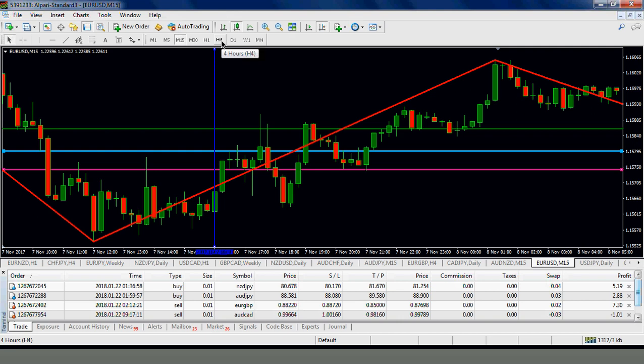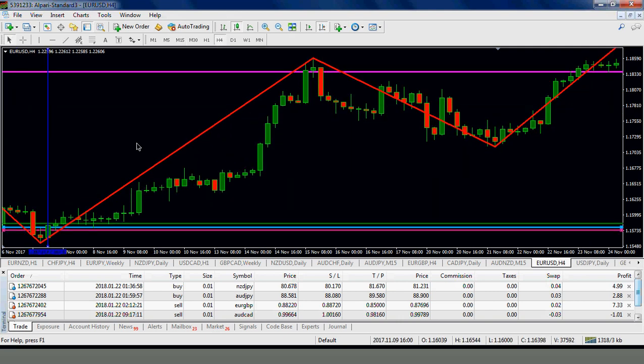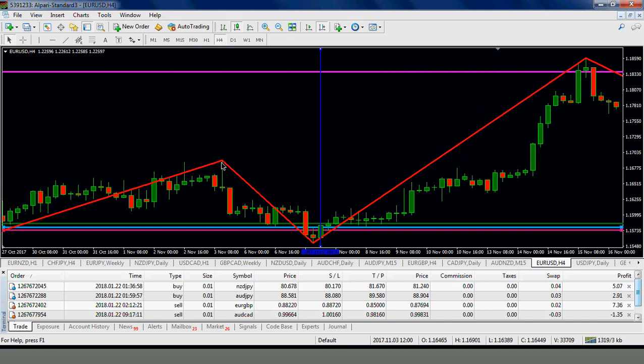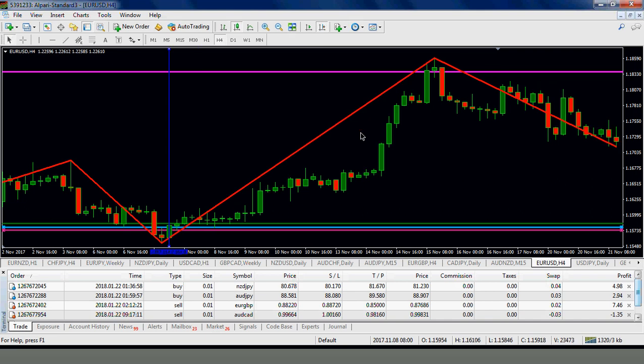I think let's stick to the 4 hour. Let me use the 4 hour to explain to you guys. So we've done this. Now I want to explain something to you guys. I explained that this zigzag line assumes the current low or the current high price. Now, before this zigzag line, you need to understand this.